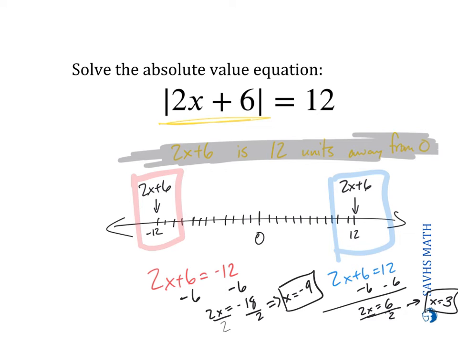Okay, so I got two answers here, and I don't believe myself yet. So I want to just check. I'm going to do this mentally. I'm just going to take these two answers and put them back in for x and make sure that it works. So take the negative 9. 2 times negative 9 is negative 18. That's this part. Negative 18 plus 6 is negative 12. The absolute value of negative 12 is 12. That works. Okay. 3 times 2 is 6. 6 plus 6 is 12. The absolute value of 12 is 12. So that works also. So we have two answers here. That's weird.